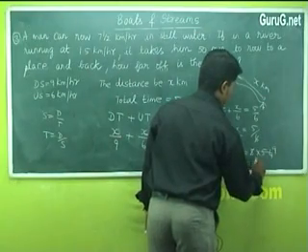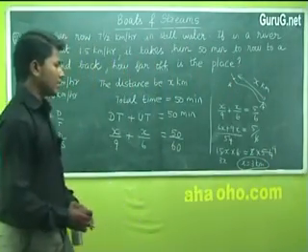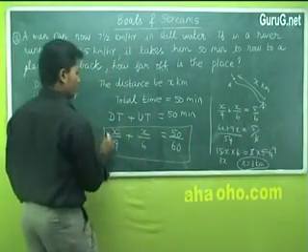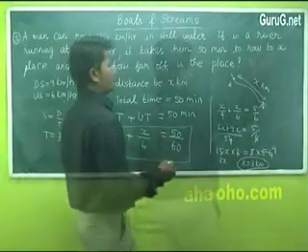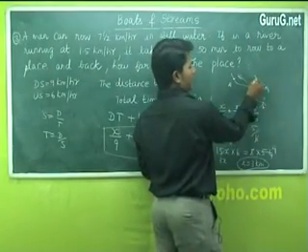X is equal to 3 kilometers. On solving this equation, you get x is equal to 3 kilometers. The distance between A and B is 3 kilometers.